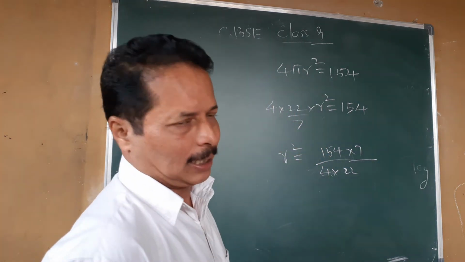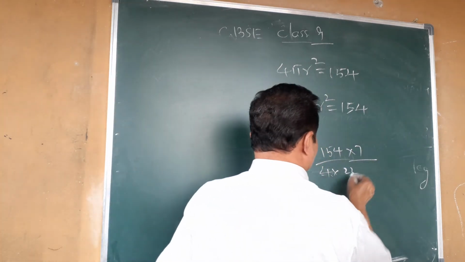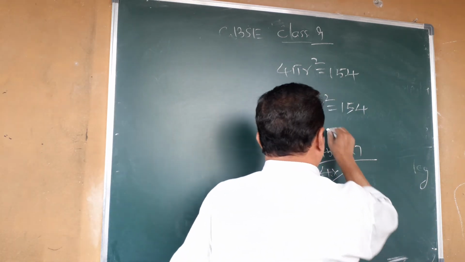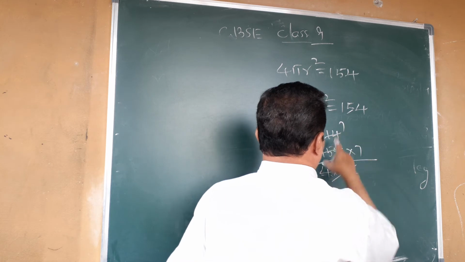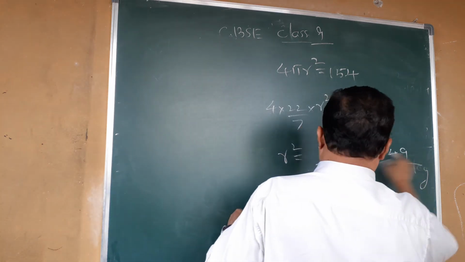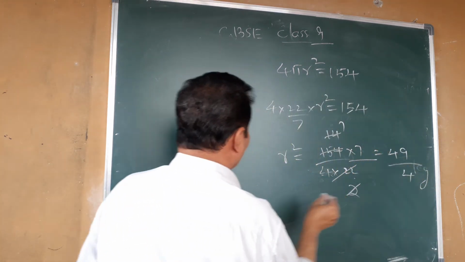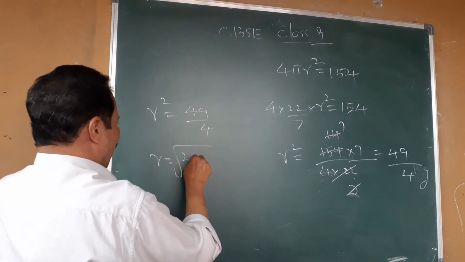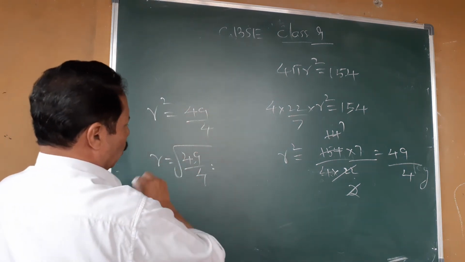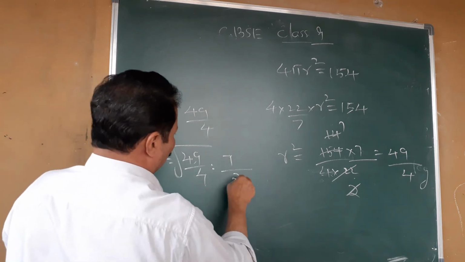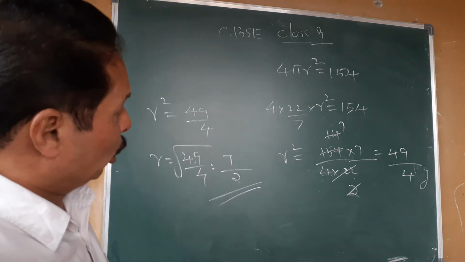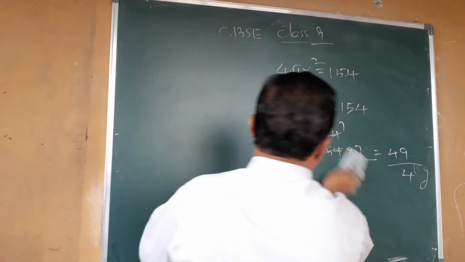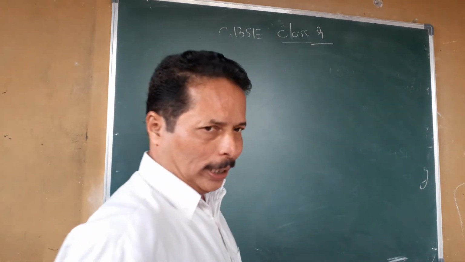And that's your answer. So if you divide it, this is divisible by 11, 14 times, and 7 times. 7 into 7 is 49 divided by 4. You see the 4? So r square is 49 divided by 4. R is root of that number. Root 49 is 7 and root 4 is 2. Radius equal to 7 by 2 cm. And your question is to find the volume.